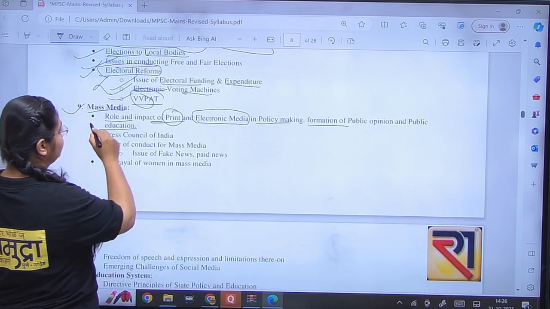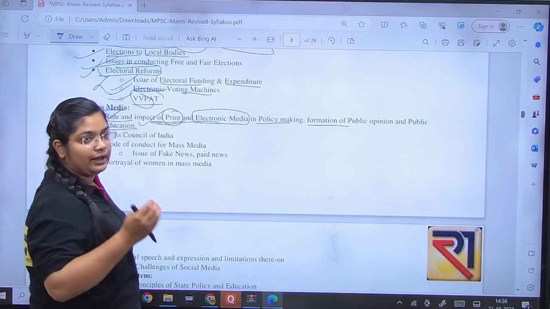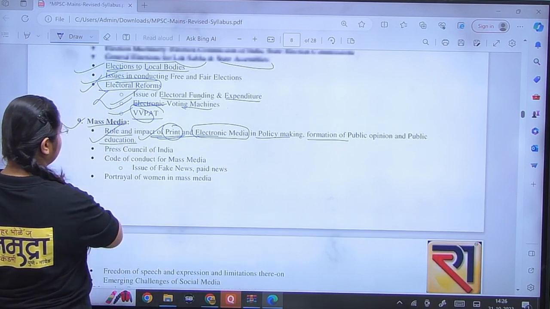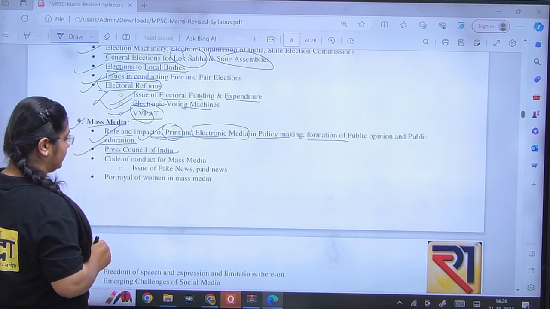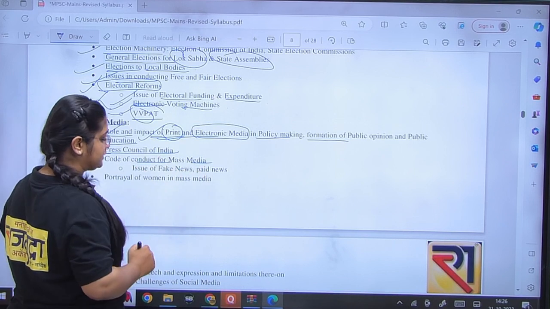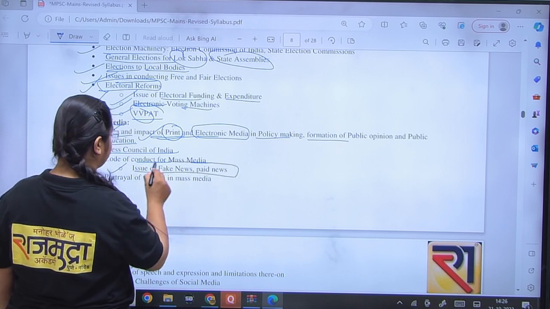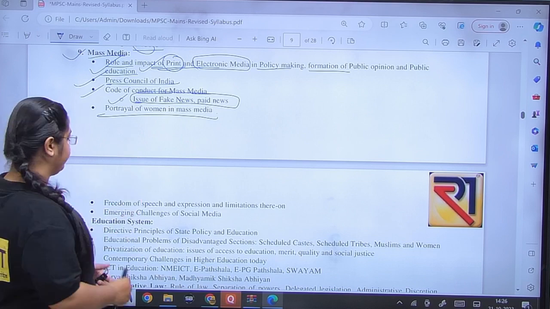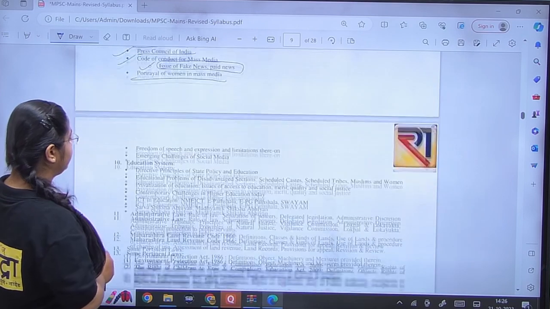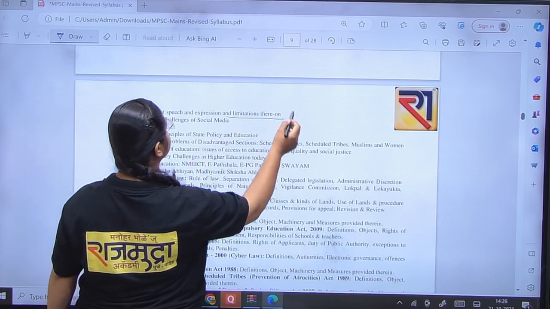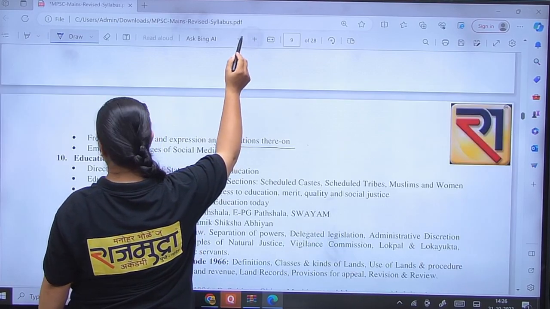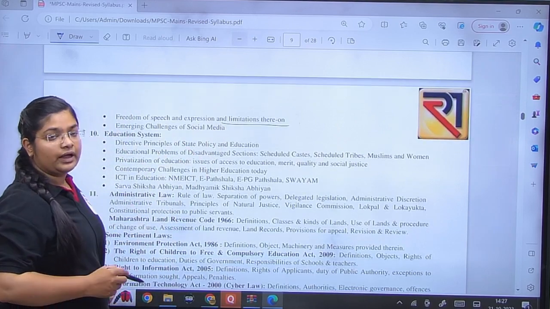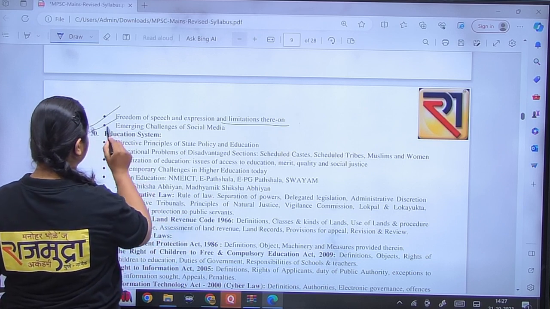So how their role and impact happens on public policy making or public policy formation. Next, we are going to learn about the Press Council of India, the Code of Conduct for Mass Media, the issues of fake news, paid news, and portrayal of women in mass media. Next, freedom of speech and expression and limitations thereon. How does censorship work? We have seen multiple examples of censorship and how they work, and we are going to learn about it.